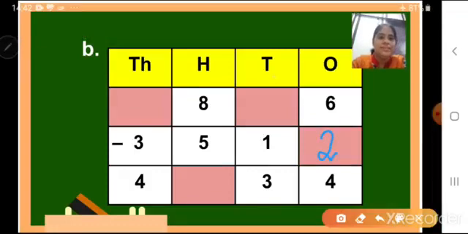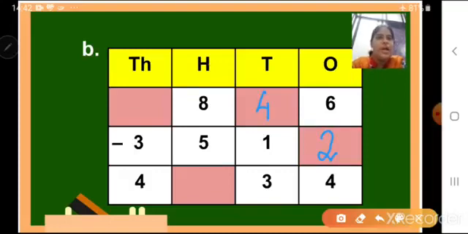Next, in tens place, we have to find the minuend. How will we do it? By addition. Whenever we have to find the minuend, we have to add. That means we have to add the difference and the subtrahend. So 3 plus 1 is 4.